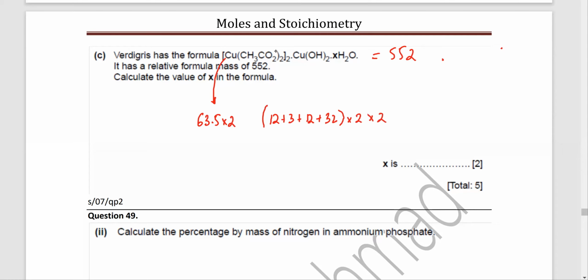So do that, and then there's copper hydroxide, so that's another 63. मतलब we've यहाँ तक पहुँचे. Then there's another copper hydroxide, so that's 63.5. Plus there is OH twice, so that's 17 into 2. And then finally end में ना there's X water molecules. So that's water is 18. इधर लिख लेते हैं. Multiplied by X water molecules. And I have to make this equal to 552.